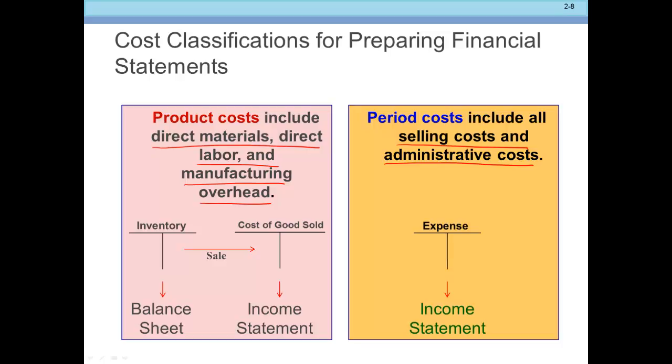All selling and administrative costs are typically considered to be period costs. The usual rules of accrual accounting apply to period costs. For example, administrative salary costs are incurred when they're earned by the employees and not necessarily when they're paid to the employees.